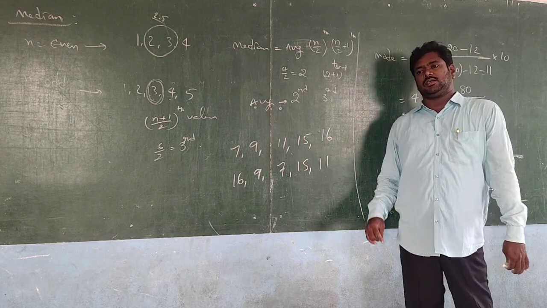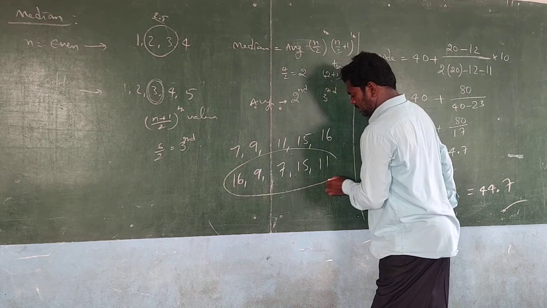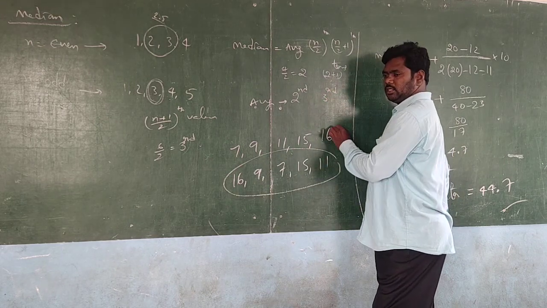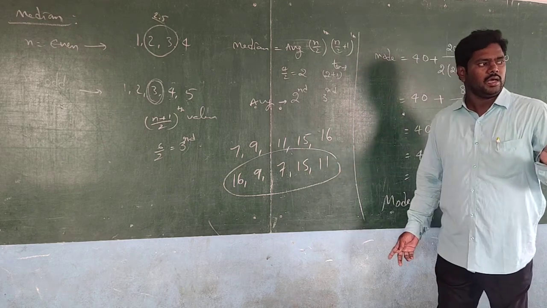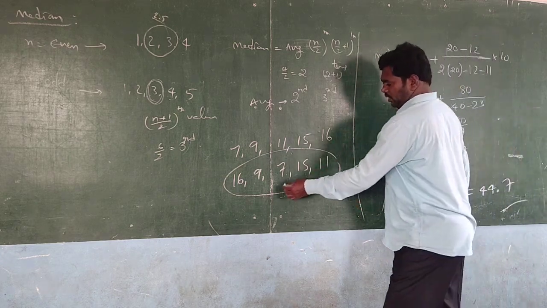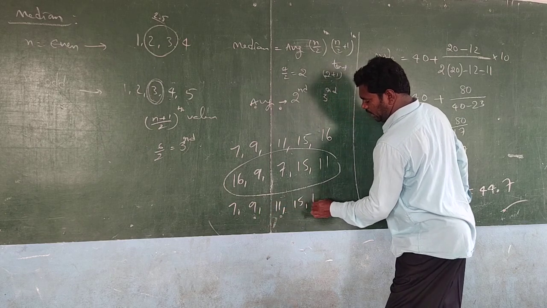11. 11 is the only correct answer. Okay, how is it? Yes, you should arrange in order. This is not in order, but this is in order, ascending order. And this one, we can arrange in ascending or descending order. See? 7, 9, 11, 15, and 16.